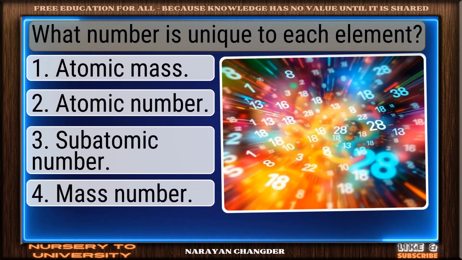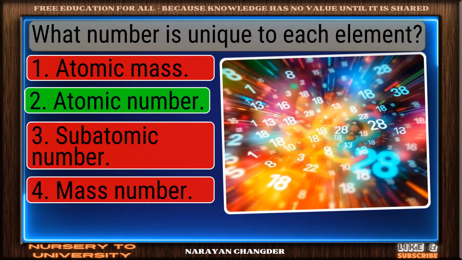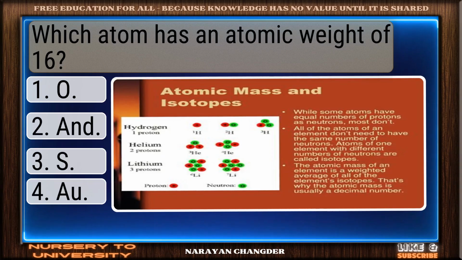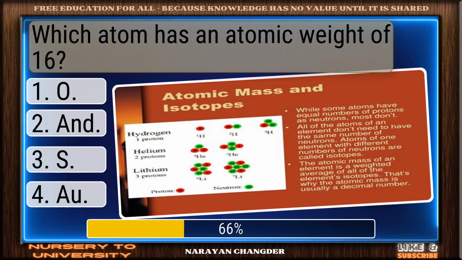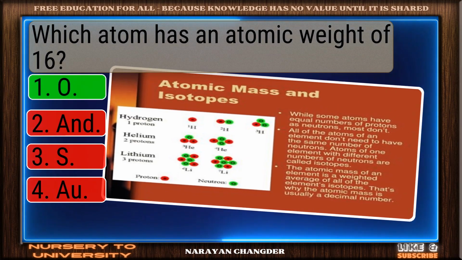What number is unique to each element? Great job. Atomic number is the accurate answer. Which atom has an atomic weight of 16? You got it. Your choice, O, is right.